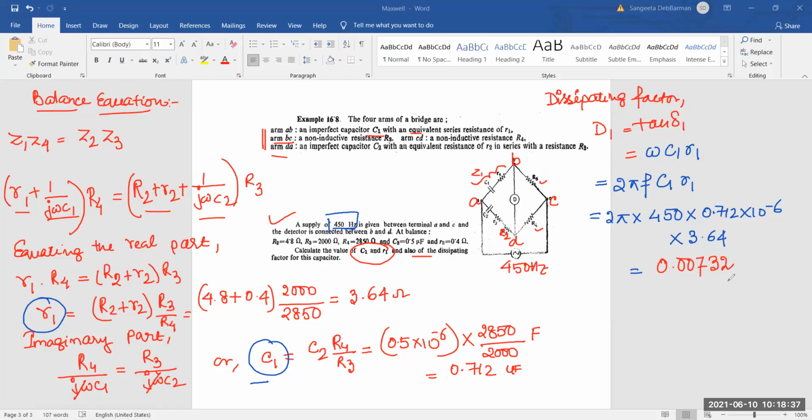The dissipating factor has no unit. Mind it. Dissipating factor is unitless. So this is my answer. This is my answer. So dissipating factor has no unit. These are important sums.